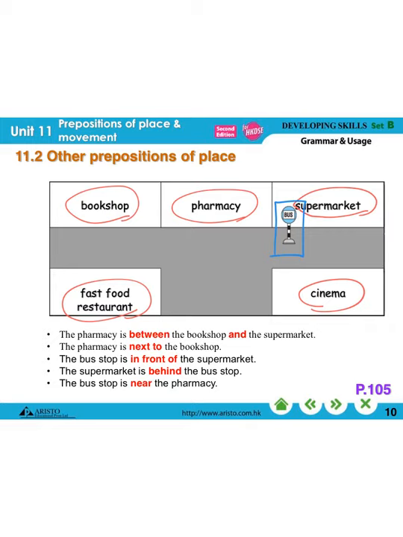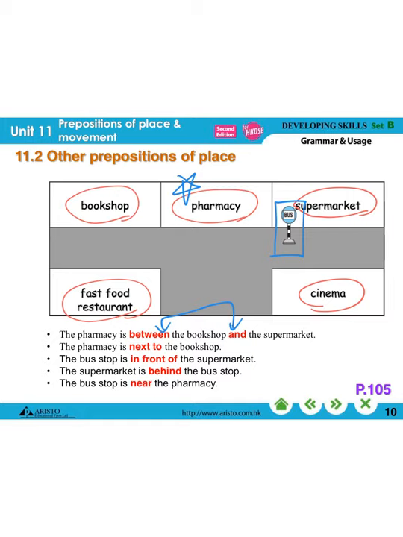For example, if I want to talk about the pharmacy first, we say the pharmacy is between. When we want to use between, we have to use and at the same time: between A and B. Between the bookshop and the supermarket. We can also say that the pharmacy is next to the bookshop, which means it is also correct to say that the pharmacy is next to the supermarket. It's okay too, of course.